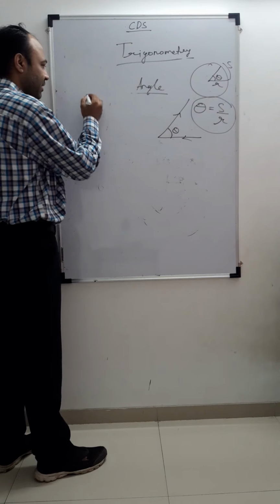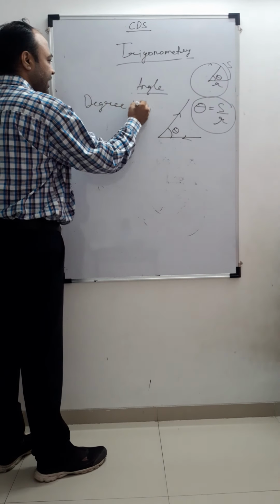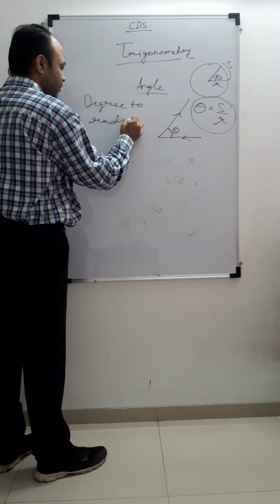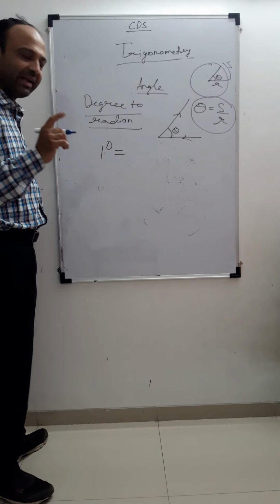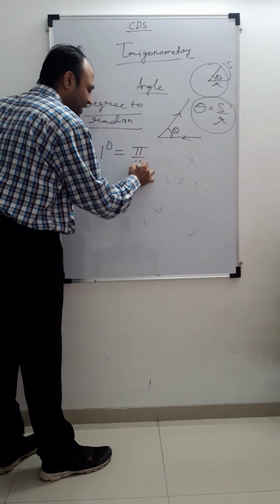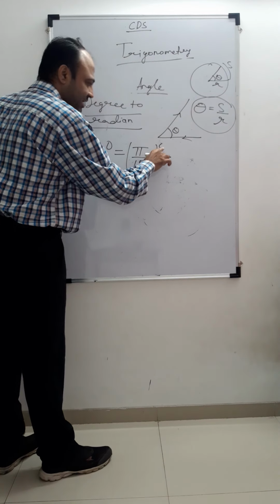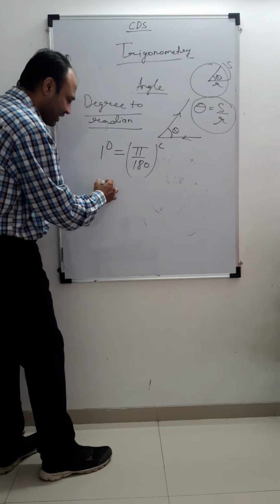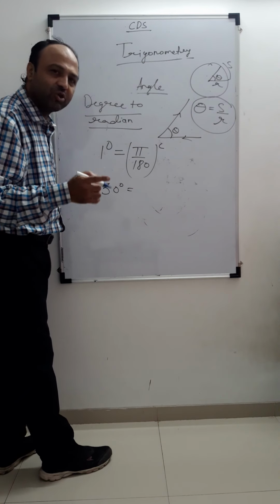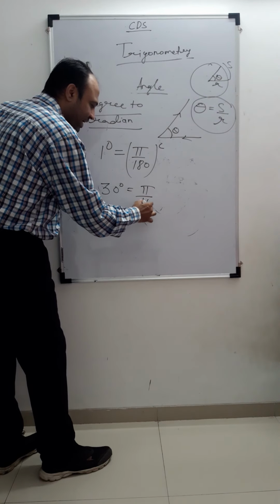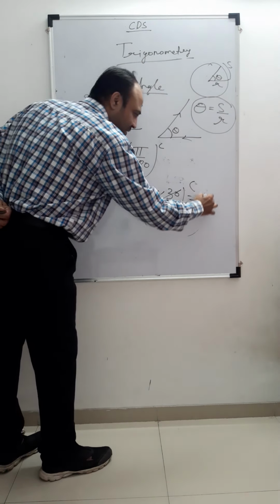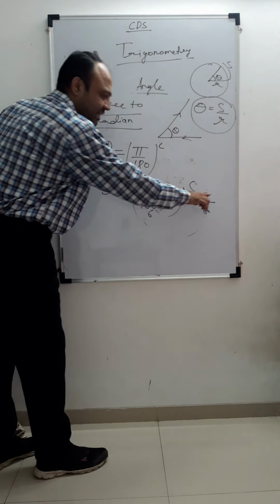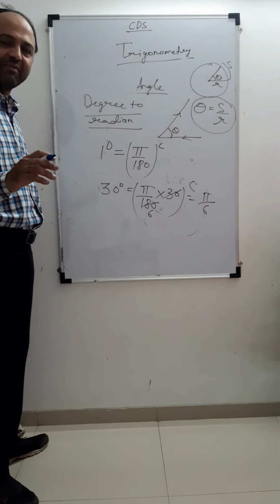Suppose degree to radian. We know that 1 degree equals pi upon 180 radian. We denote radian with a small c. Let's say we have 30 degree. How much is it going to be in radian? So pi upon 180 into 30. Fine. So it is going to be pi by 6 radian. No need to write c here. Pi by 6, we will understand that it is radian. So 30 degree is pi by 6.